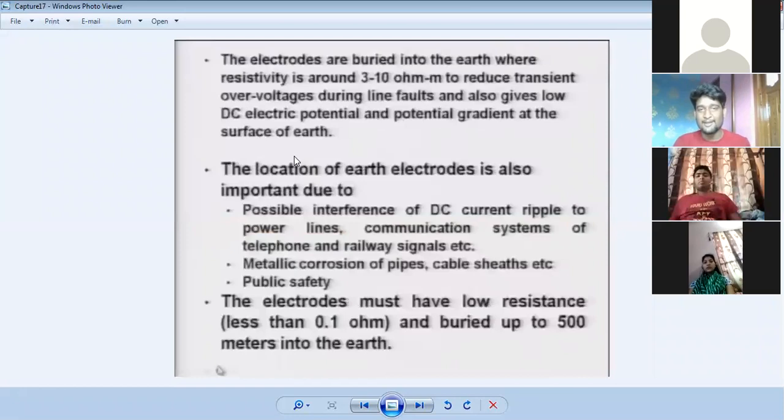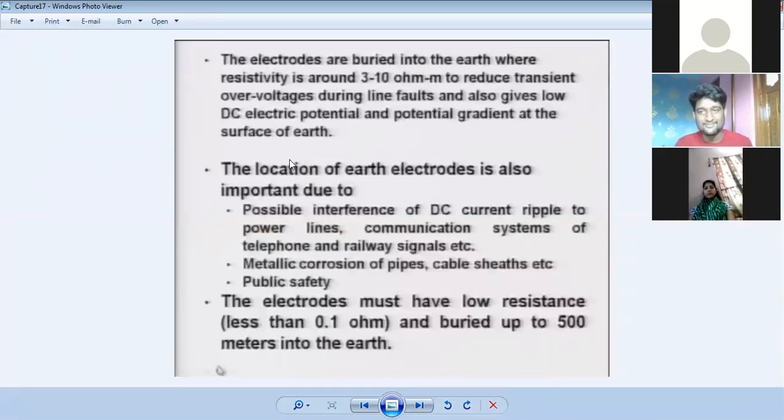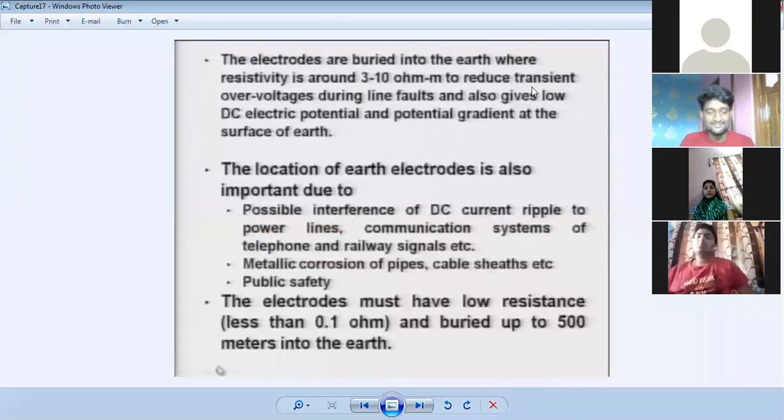The electrodes are buried into the earth, where resistivity is around 3 to 10 ohm meter, to reduce transient overvoltage during line fault. So in the upper layer of earth, the resistivity is very high, around 4000, so we have to bury the electrode into the earth where resistivity is very low, from 3 to 10 ohm meter, to reduce transient overvoltage during line fault, and also give low DC electric potential and potential gradient at the earth surface. Okay.